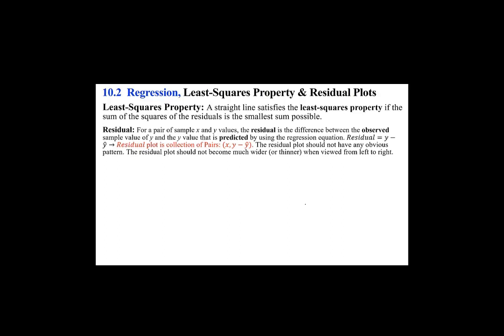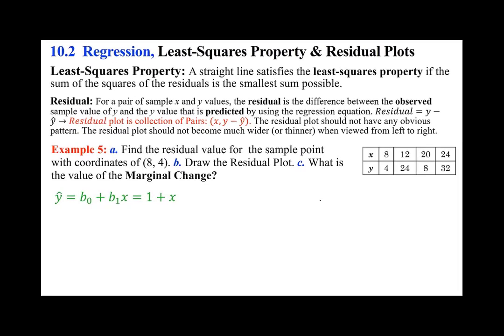So basically, what is a residual plot? It contains pairs. What pairs? x comma y minus y hat. So here's a simple example table. We want to find the residual value for the sample point with coordinates 8, 4. We want to draw the residual plot, and find the marginal change. Given the table and the equation y hat is 1 plus x, when x is 8, y hat becomes 1 plus 8, which is 9.